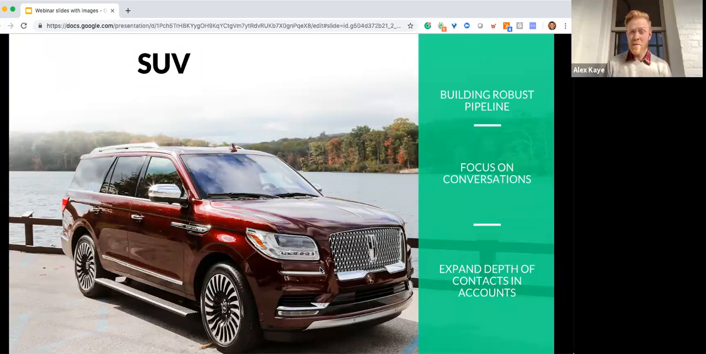Yeah, absolutely. And so I think one of the things that's important here, keeping with the SUV sophisticated luxury analogy, is that a lot of things are automated at this point, right?